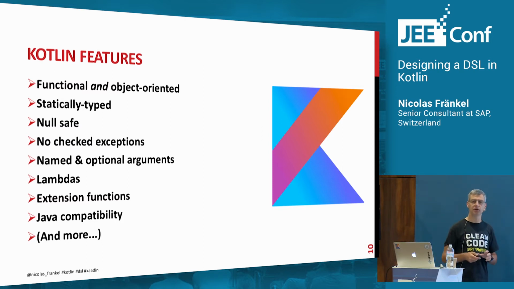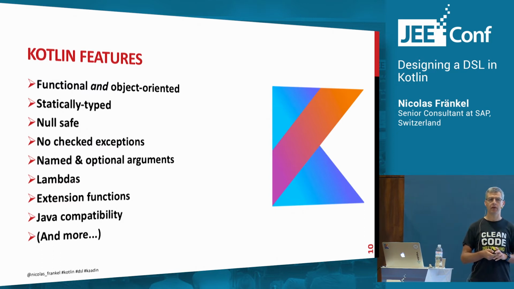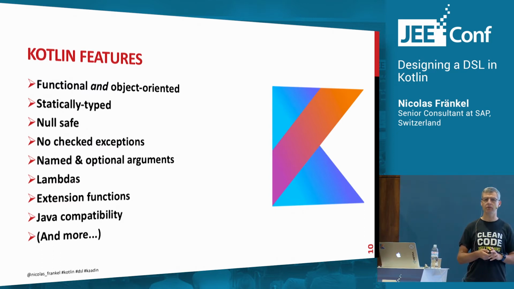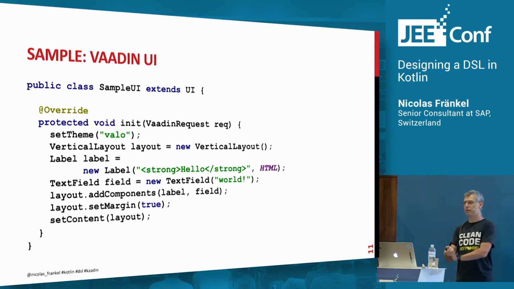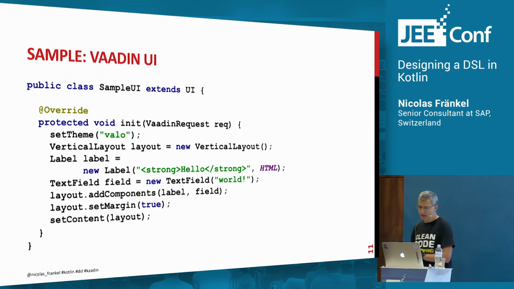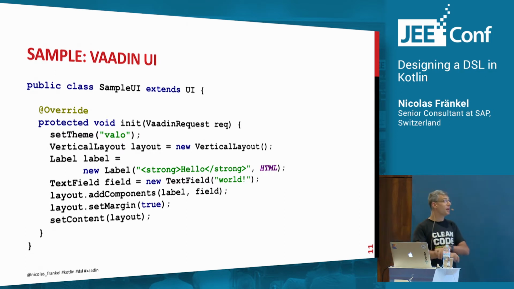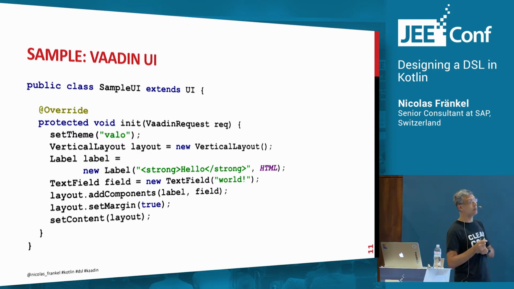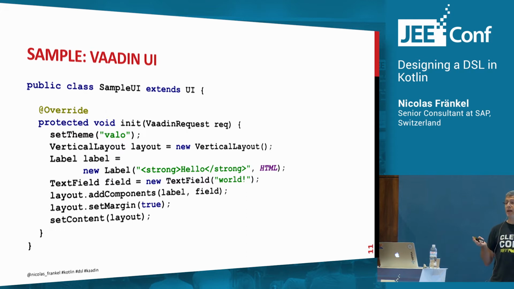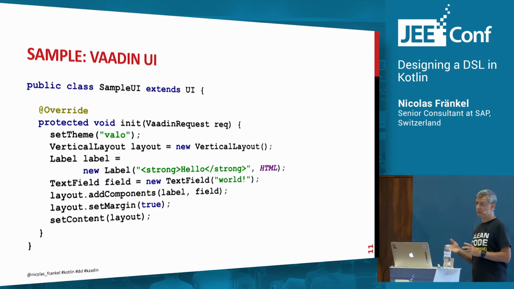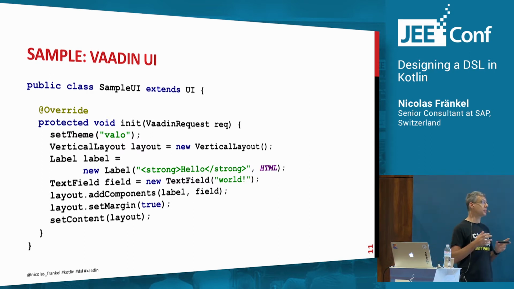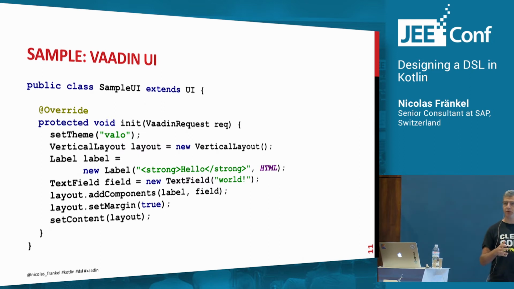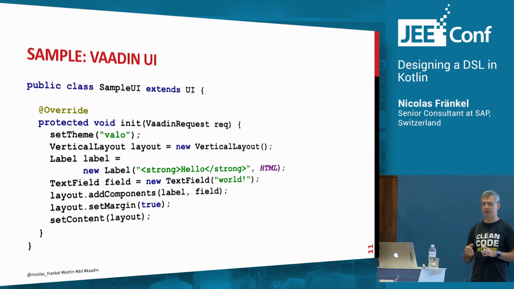Who knows about the Vaadin web framework? Oh, yeah. So I would say one and a half people. Okay, too bad, because my example will be about the Vaadin web framework. Vaadin is a framework that lets you develop your UI in Java. So you don't need to know about JavaScript and everything. And it's based on components, real components. So if you know Swing, you won't be lost.